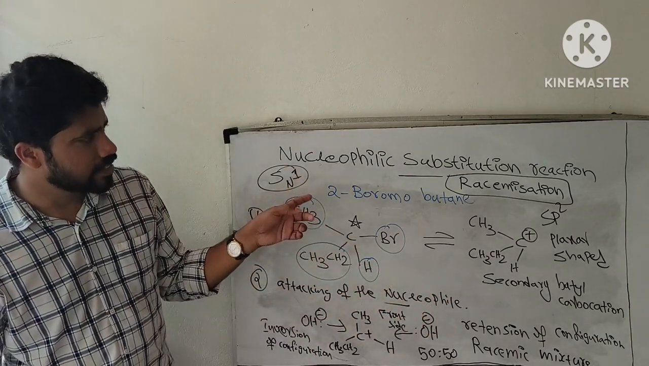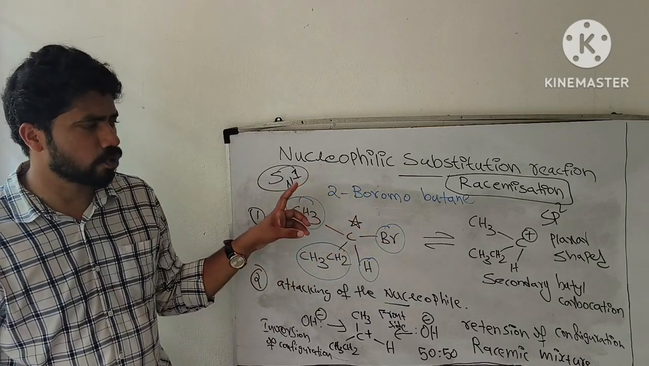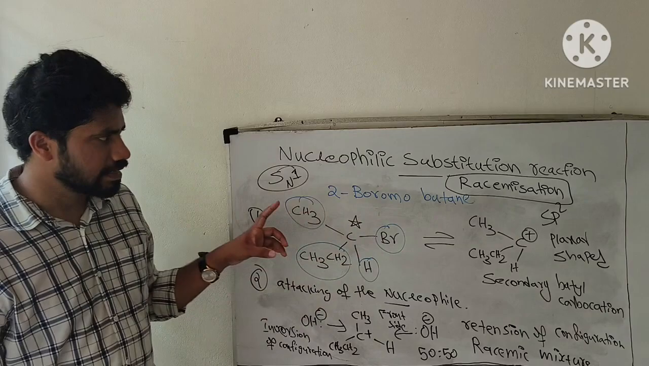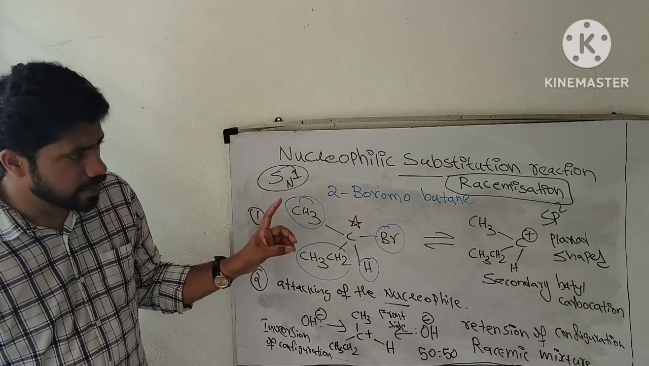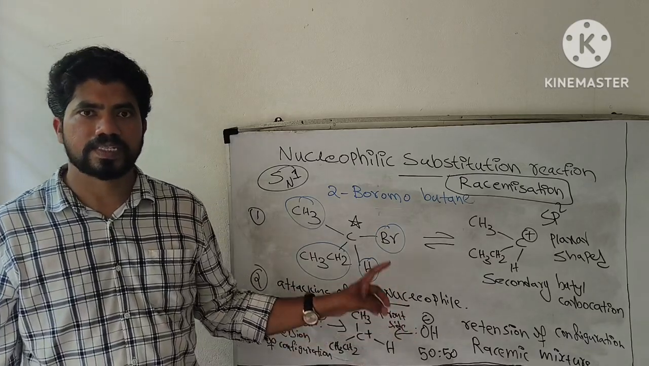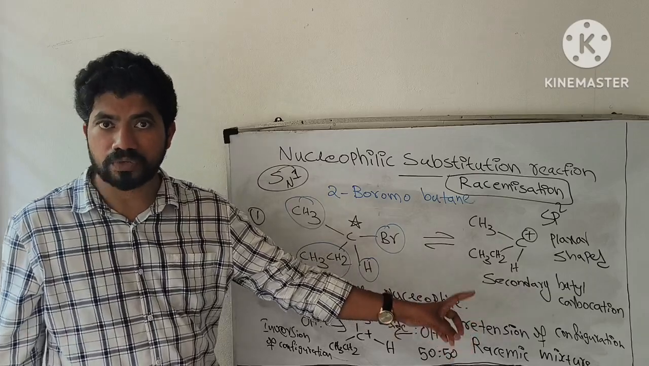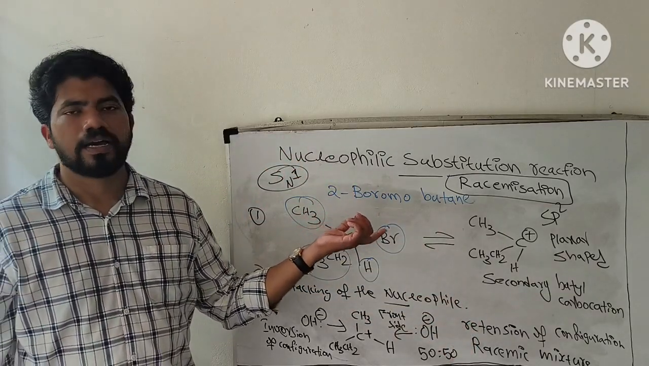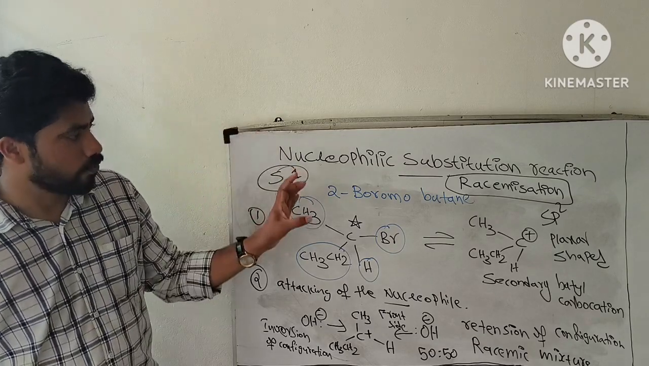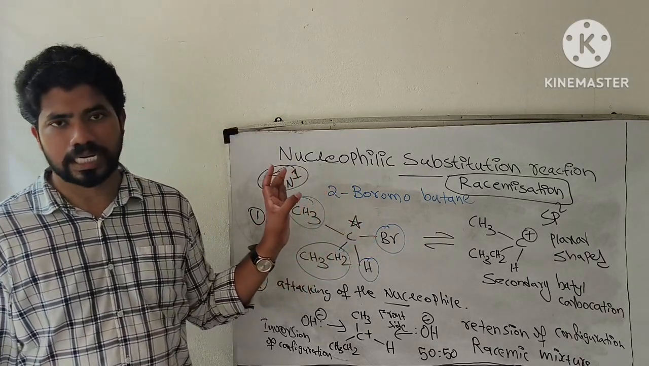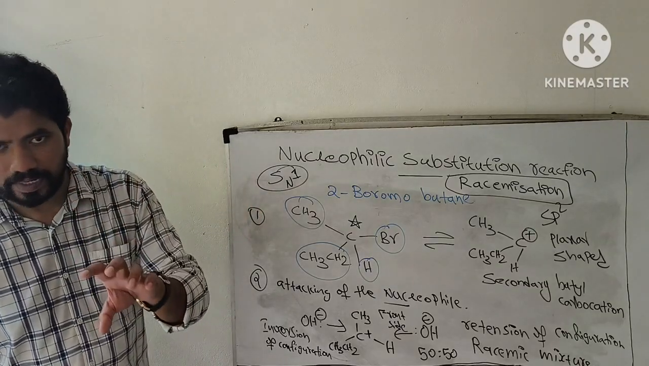Okay. In the case of the SN1 reaction mechanism, it involves two steps. The first step is formation of carbocation, and the second step is attack of the nucleophile. The first step is the rate determining step. It is a slow step. There is an intermediate, the carbocation, in SN1, and the order of reactivity of SN1 reaction is tertiary greater than secondary greater than primary.